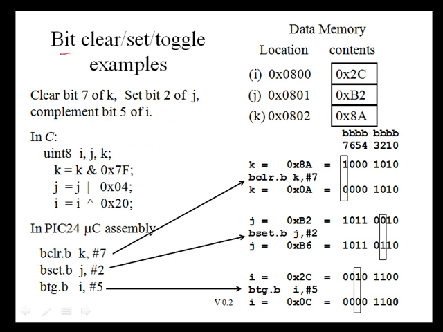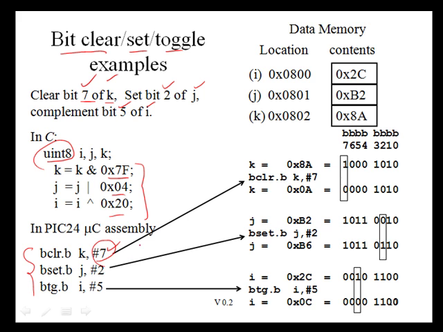This slide gives numerical examples for the bit clear, bit set, and bit toggle instructions. Our aim is to have some 8-bit variables, and we want to clear bit 7 of K, set bit 2 of J, and complement bit 5 of I. In C, we would write it as this using these particular mask values, and we could implement this using the previously covered bitwise logical operations as shown in the previous slides. However, using the bit clear, bit set, and bit toggle instructions, we can also accomplish each of these operations using only one instruction. So in this case right here, we want to clear bit 7 of K, so we're going to specify the literal value here, number 7.